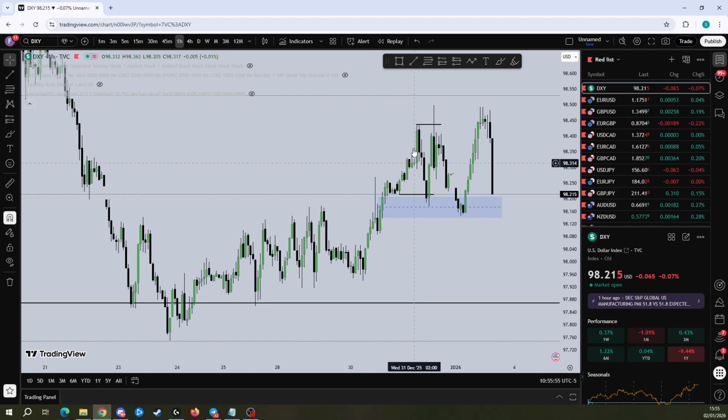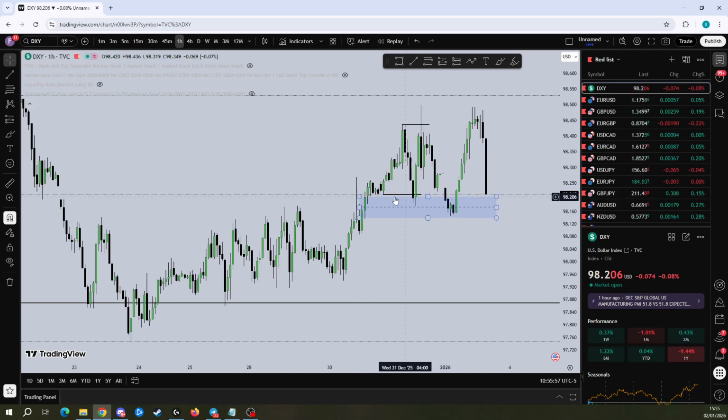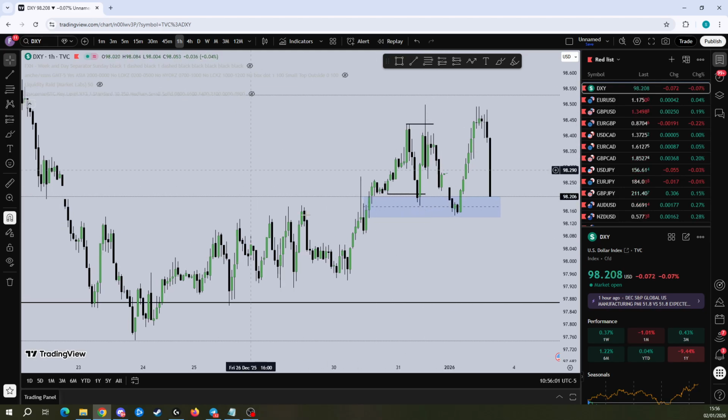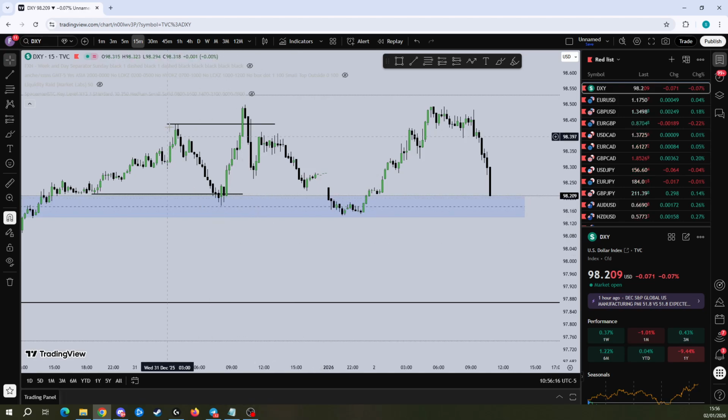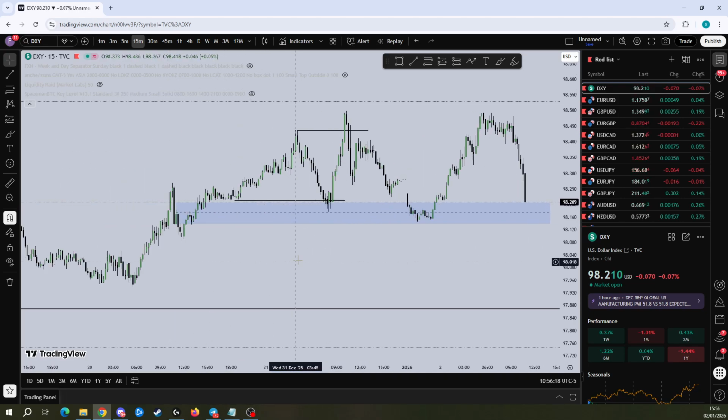Essentially, seek and destroy profile: price rejecting off range lows, and then range highs, coming back for the range lows again. So seek and destroy profile. But because we still had the key level, which we haven't violated yet, I was still inclined to look for more longs because the 4-hour was still bullish. So until we lose this key level, I wasn't interested in flipping bias.